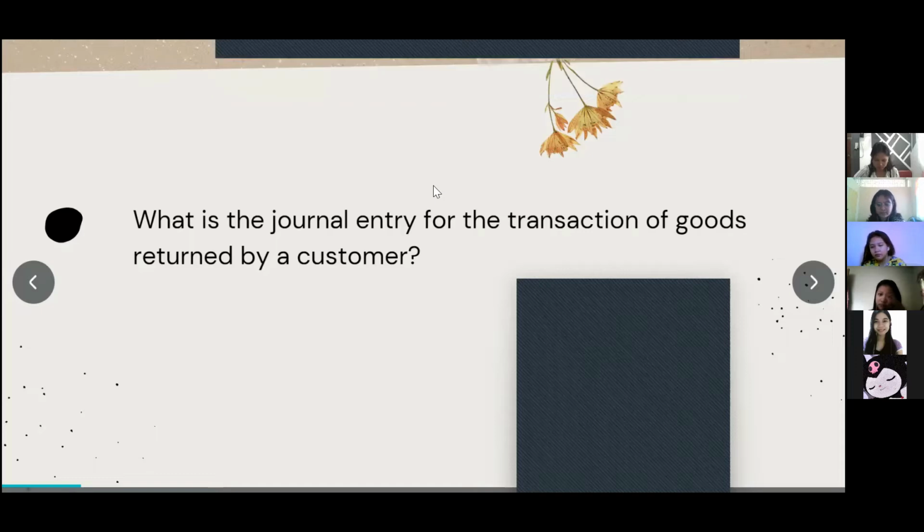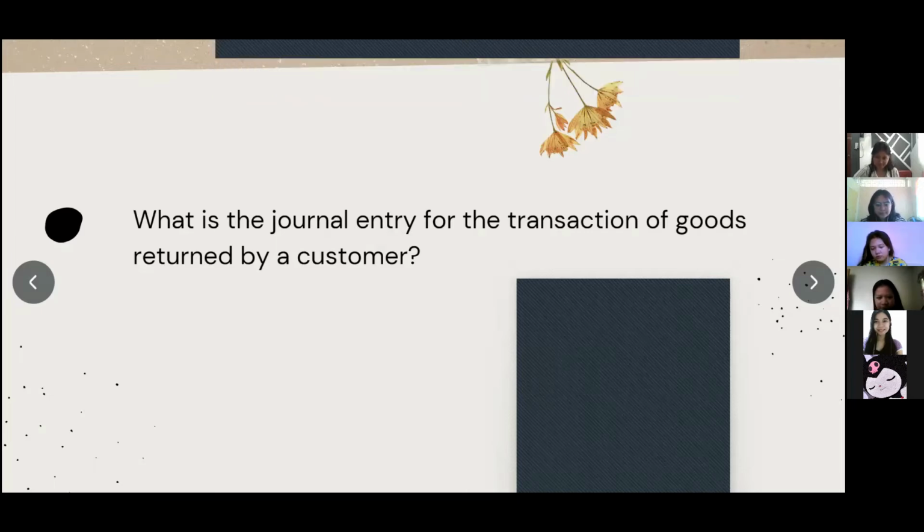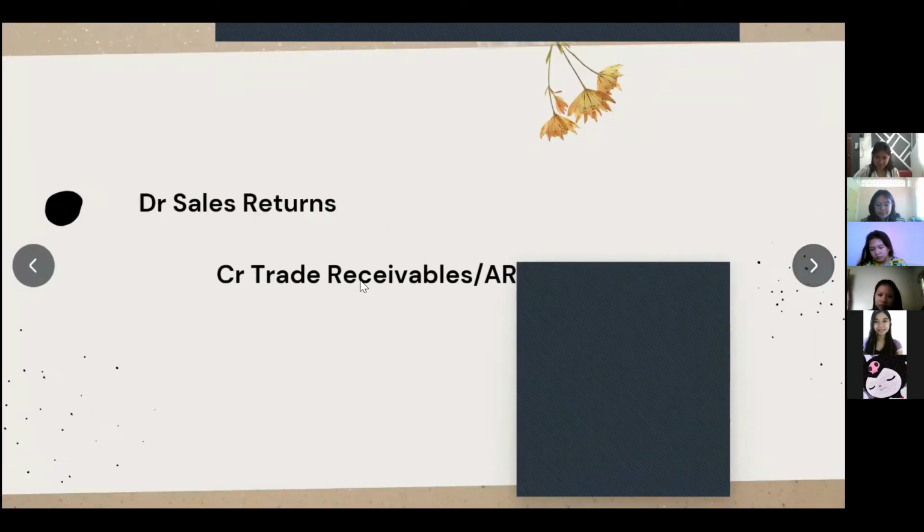Okay lang kahit i-type mo lang sa group chat. Journal entry for the transaction: debit sales returns and allowances, and credit accounts receivable. So, check natin. Sales returns and allowances, and credit trade receivables or accounts receivable. Tama. Madali lang, ano?